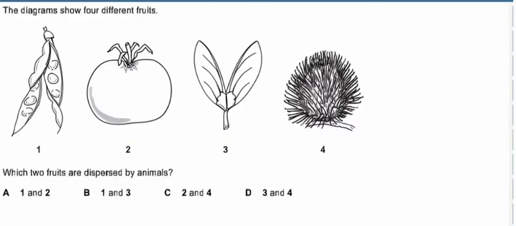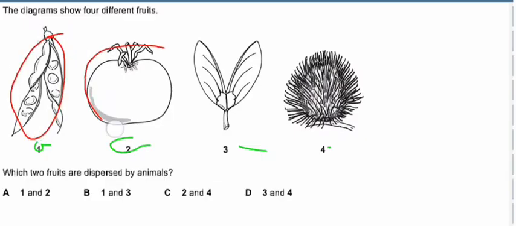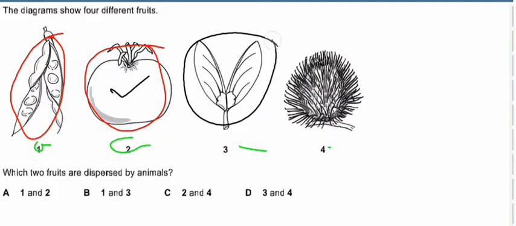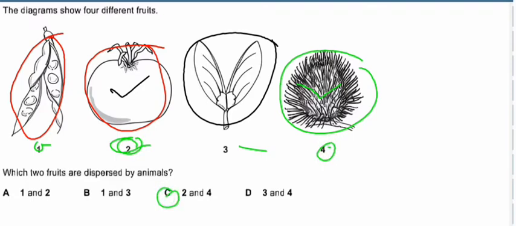The next one. The diagrams show 4 different fruits. So we have this one, and this one, and this one. Okay. So the question is saying which two fruits are dispersed by animals. So this one is dispersed by itself, and this one can be dispersed by animals. Then this one here can be dispersed by wind. And this one here can be dispersed by animals because of the hooks that it has. So it's just 2 and 4.